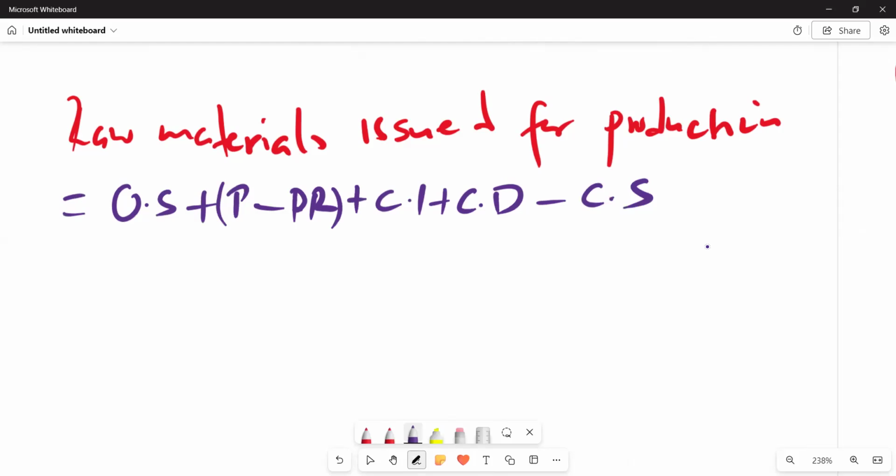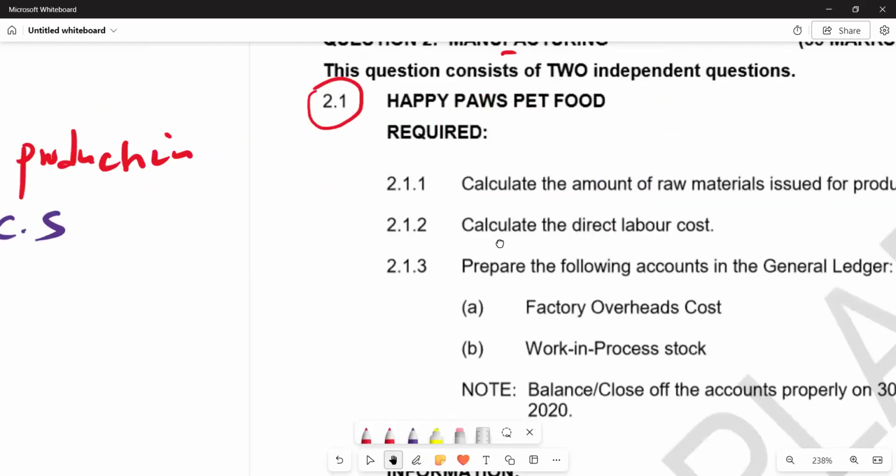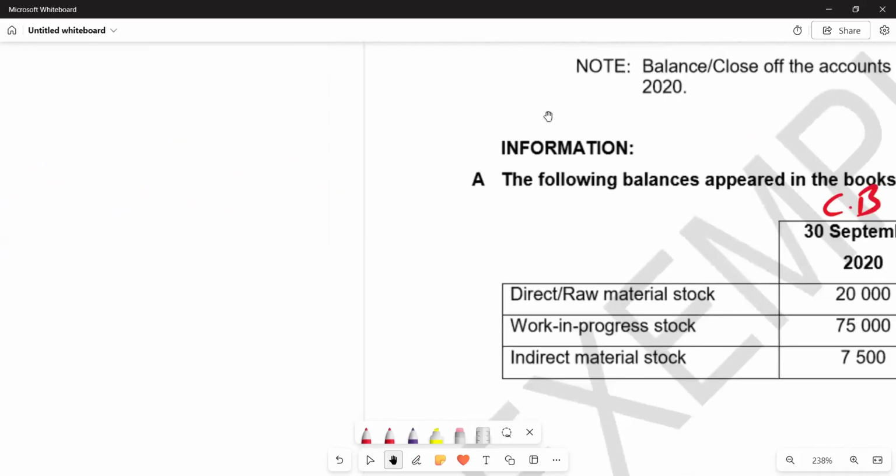Depending on the question, some questions may not have some of the elements. Some questions won't have purchase returns, some won't have carriage inwards or customs duties. So you just pick the figures that are there and put them in the formula to get your final answer. Now we want to identify the figures in the formula, the elements of the formula.